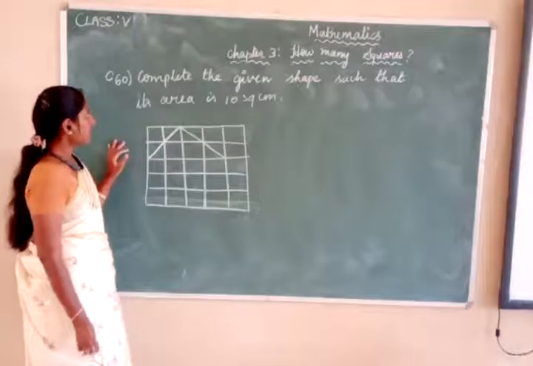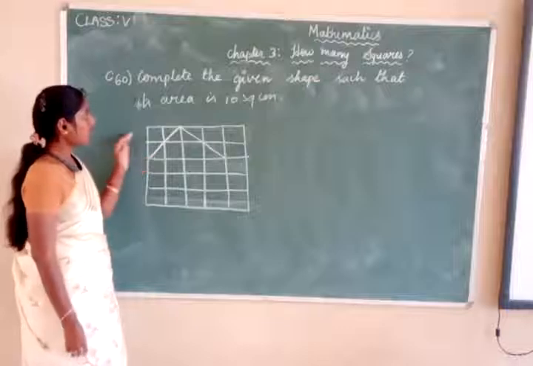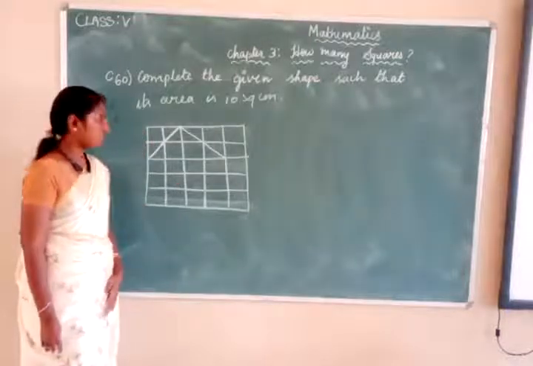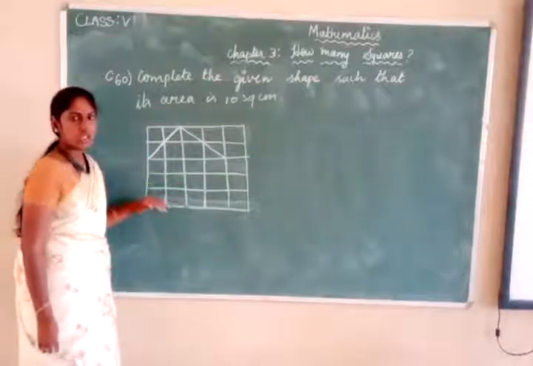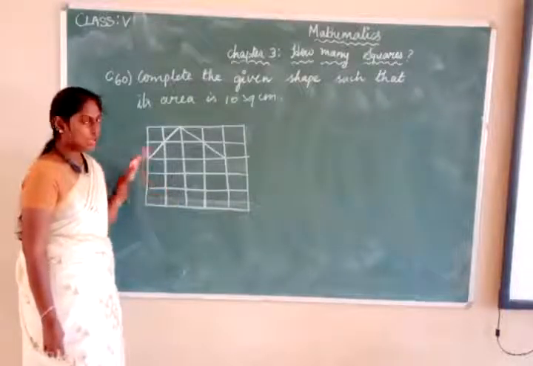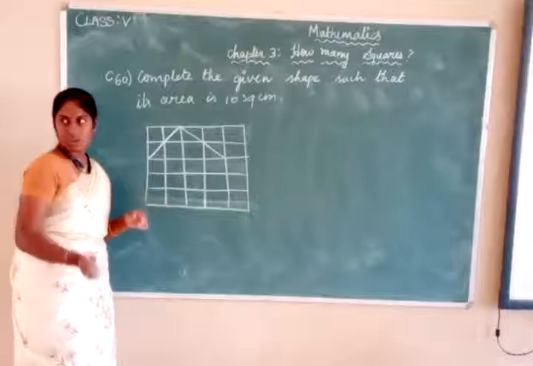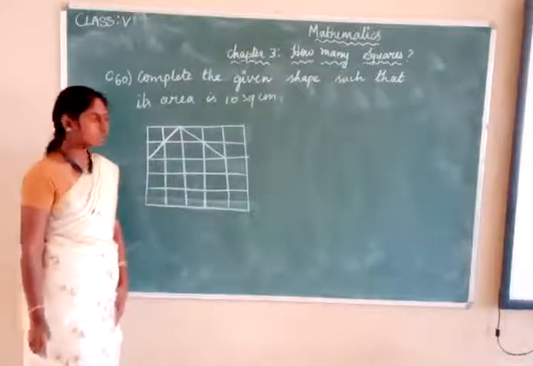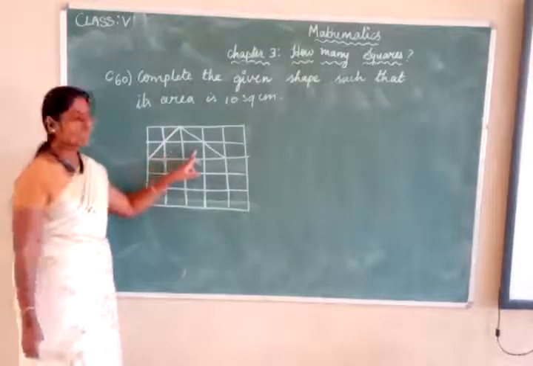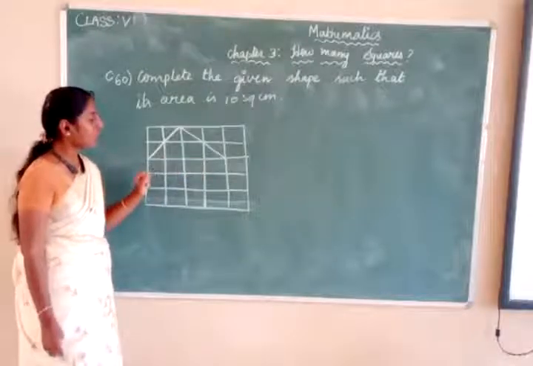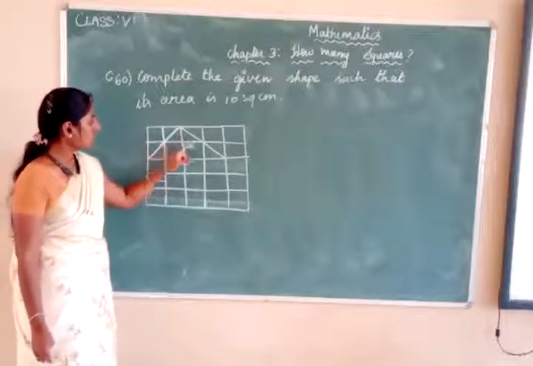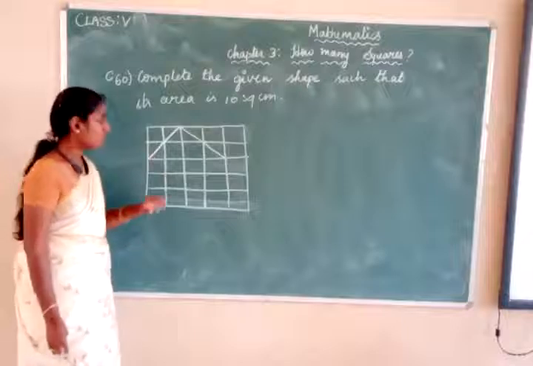Next question: complete the given shape such that its area is 10 square centimeter. So this is the given figure. Now we have to complete this figure so that the closed figure has an area of 10 square centimeter. So here how many full squares are there? 2 full squares. How many half squares are there? 1, 2, 3, 4. 4 half squares are there. So what is this area actually?